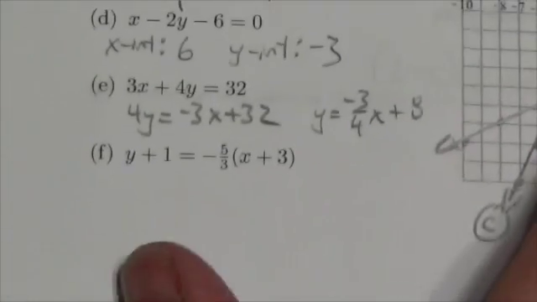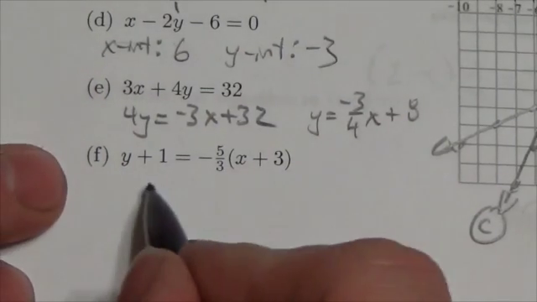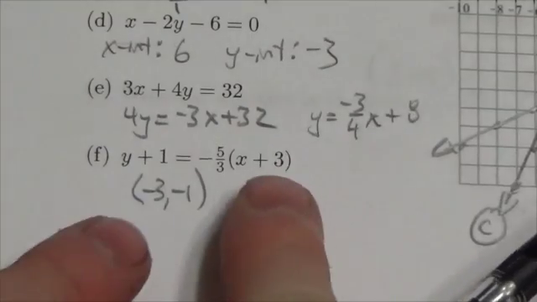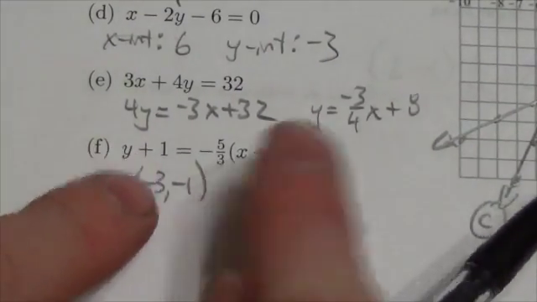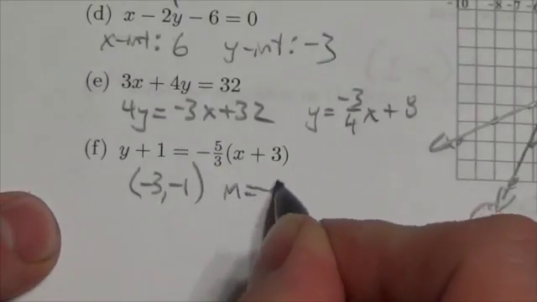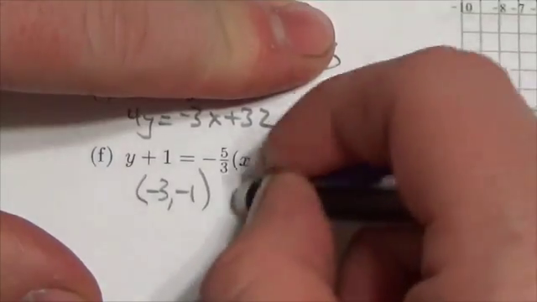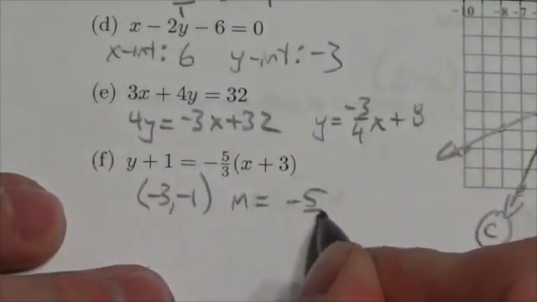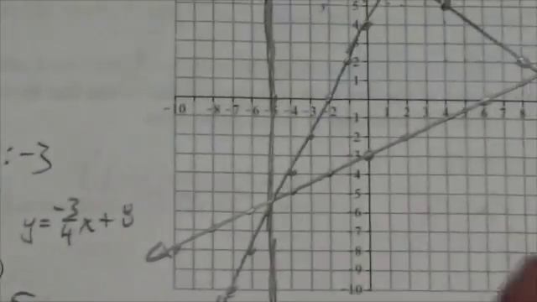Now finally, the last one that we've got here is in point-slope form. So I can see right away that this is going through the point negative 3, negative 1. And remember, every time I grab the point out of there, I'm changing the sign on those numbers. And it's got a slope equal to negative 5/3. So the first thing I want to do is identify the point negative 3, negative 1.